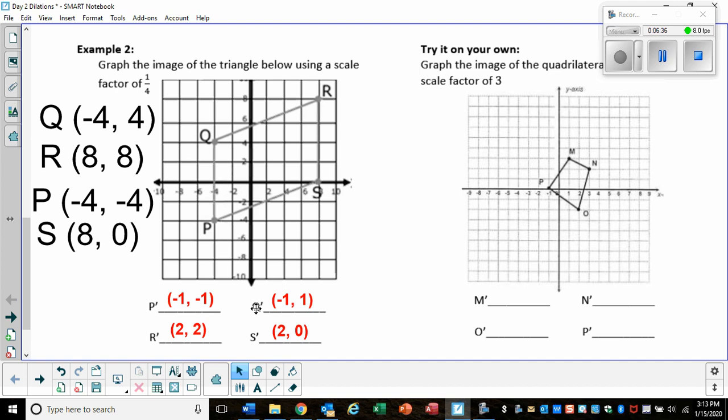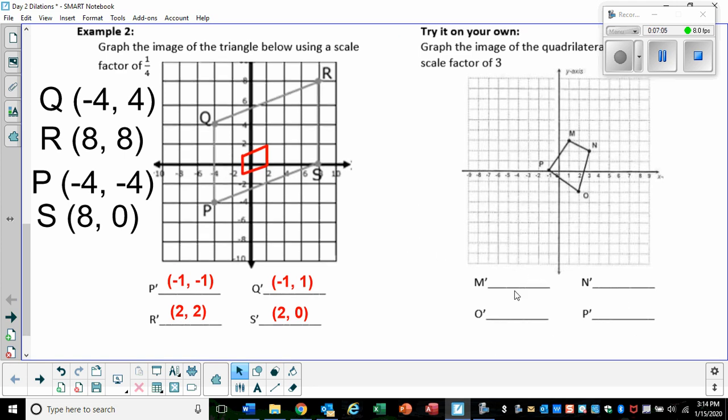Now that I have my prime ordered pairs, I plot them. I've got -1, 1 right there, and I just made it much, much smaller. When you have a small scale factor, it makes the image smaller. When you have a bigger scale factor, it makes it bigger. Now you guys are going to try this one. Don't forget to write down your ordered pairs, then do the multiplication or division, and write your new ones. I forgot to label these: that's Q prime, R prime, S prime, and P prime.